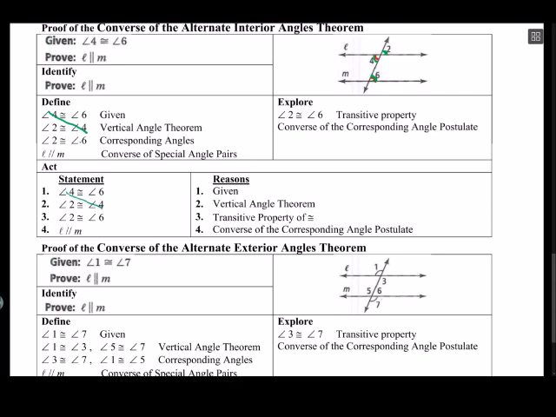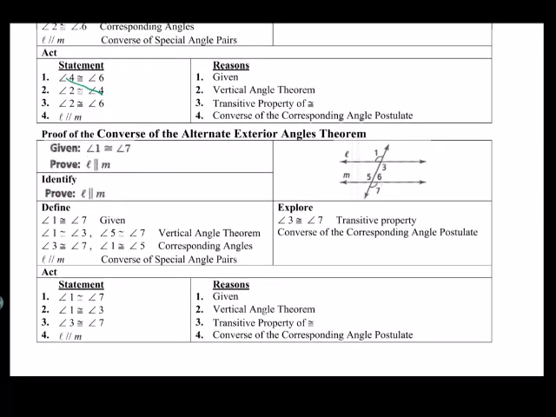We have our common angle there, so we can cut out the middleman and say angle 2 is congruent to angle 6 by the transitive property of congruence, and line L is parallel to line M by the converse of the corresponding angle postulate. Now that we have proven that this is true, anytime that we see our alternate interior angles are congruent, we can automatically say that our lines are parallel because we have now proven our theorem.